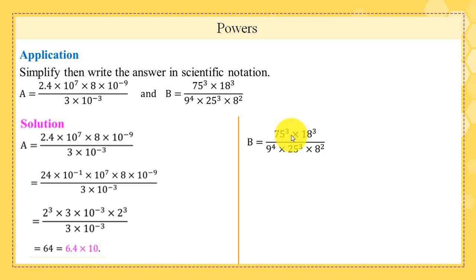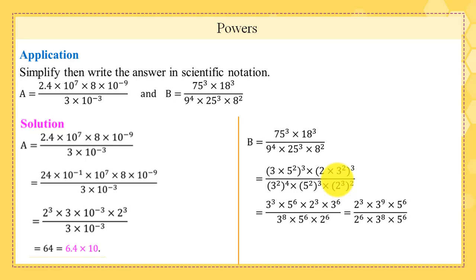Now B equals 75 power 3 times 18 power 3 over 9 power 4 times 25 power 3 times 8 to the power 2. Here there is no decimal point, so we start by decomposing the numbers 75, 18, 9, 25, and 8. Write them as a product of prime numbers. 75 is 3 times 5 power 2. 18 is 2 times 3 power 2. 9 is 3 square. 25 is 5 power 2. And 8 is 2 power 3.